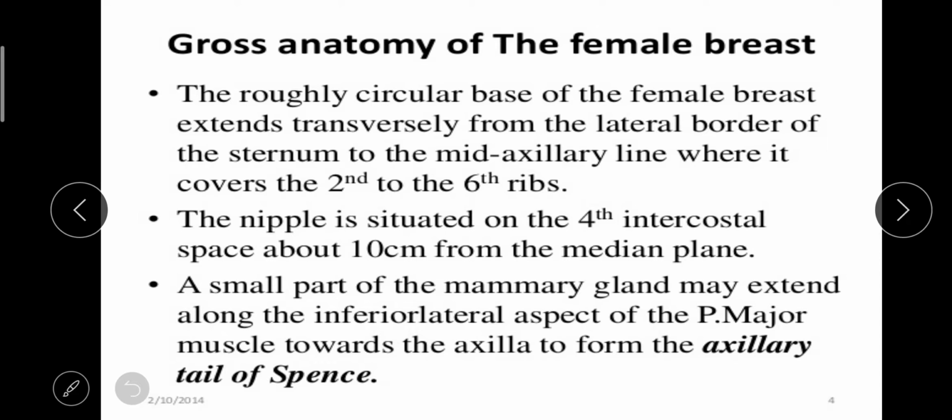A small part of the mammary gland may extend along the inferolateral aspect of the pectoralis major muscle towards the axilla to form the axillary tail of Spence.